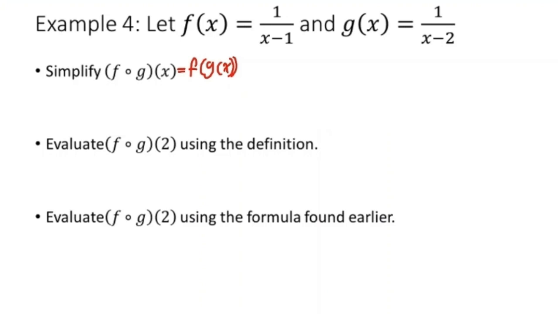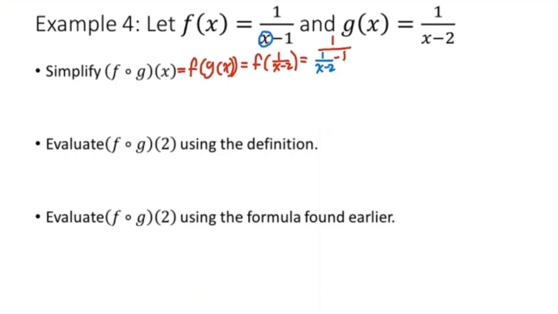g of x, we're told, is 1 over x minus 2, so we'll replace g of x with 1 over x minus 2, and we have f of 1 over x minus 2, which means anywhere we see x in f of x, we're going to replace it with 1 over x minus 2. And when we do, we get 1 all over 1 over x minus 2 minus 1. Now, I do have parentheses around the 1 over x minus 2, which is what we replaced x with, but since there's no distributing, we can drop the parentheses.